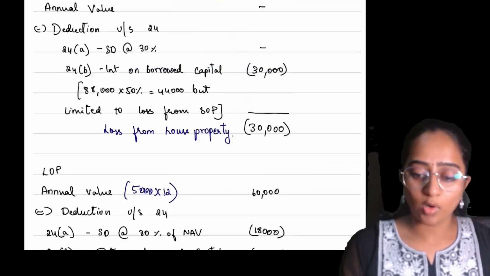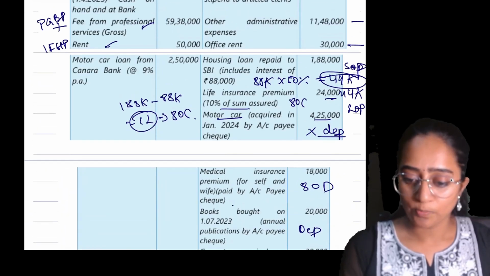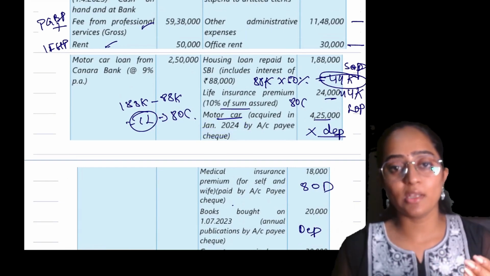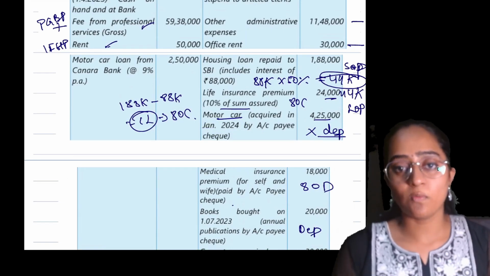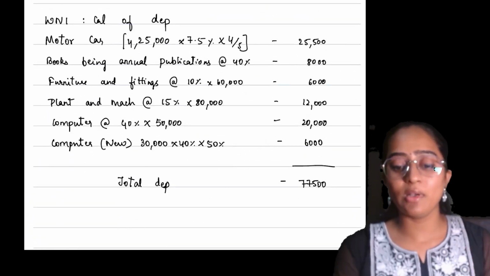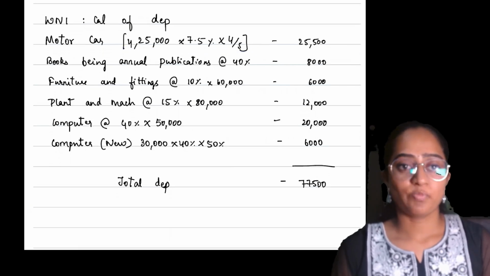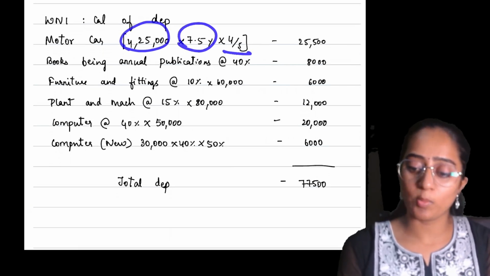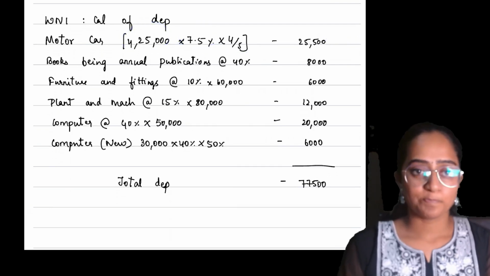So, on what date was the motor car bought, people? They have given the date also. The motor car was acquired in Jan 2024. Tell me, is it used for a period more than 180 or less than 180 days? Obviously, it is less than 180. If it is less than 180, 50% of the allowable rate of depreciation would be considered. For this motor car, 4,25,000 multiplied by 50% into 4 by 5, 25,500.